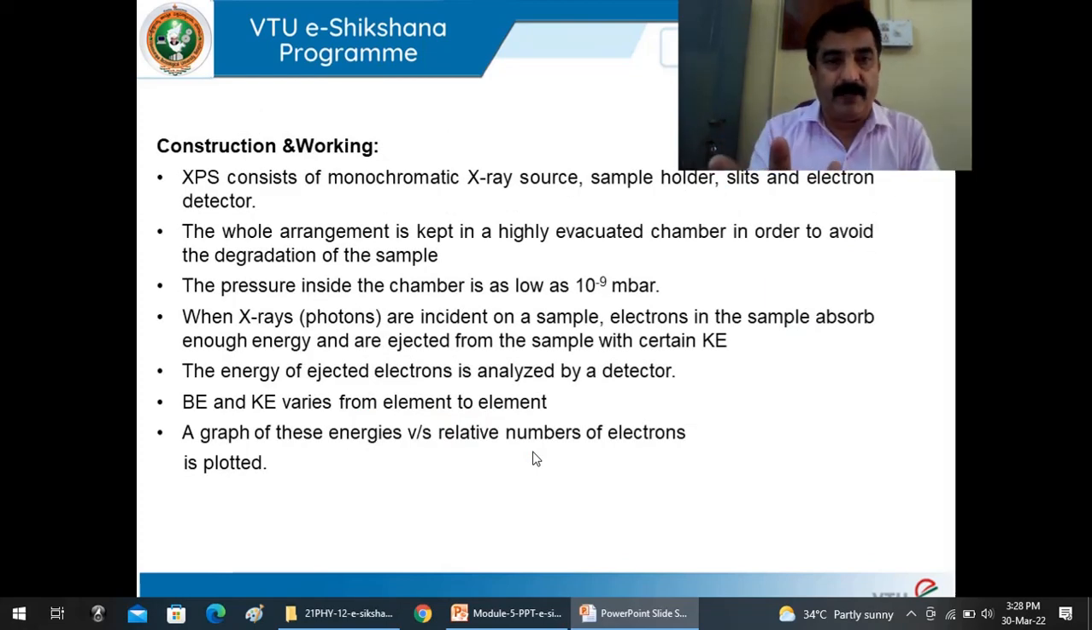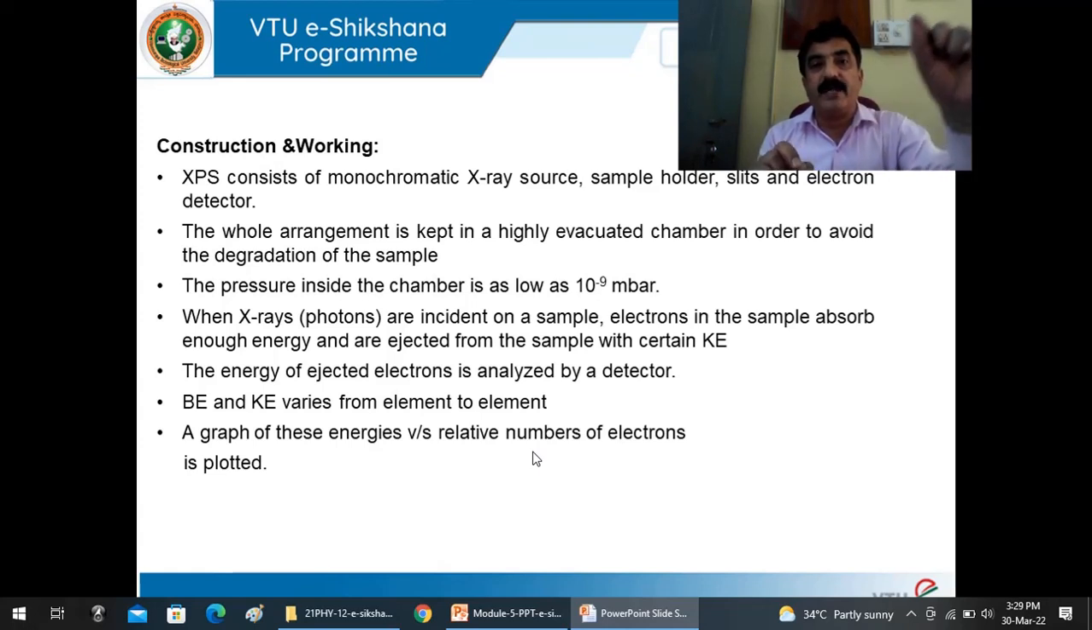So you know the principle. The principle is the photoelectric effect only. An X-ray beam of suitable energy is incident. That is utilized to remove the electron from the innermost part. That involves binding energy, work function, and some kinetic energy. So h nu equals BE plus phi plus KE.